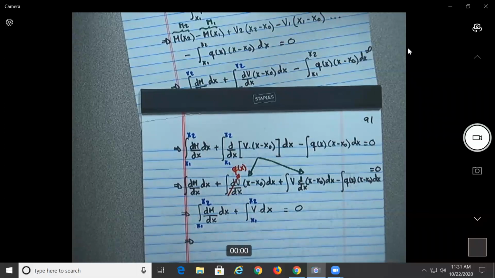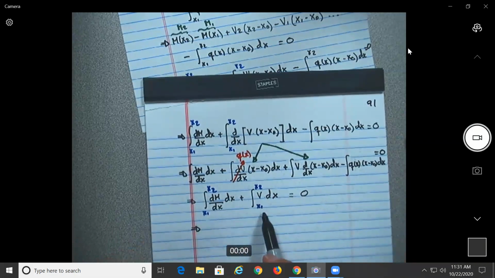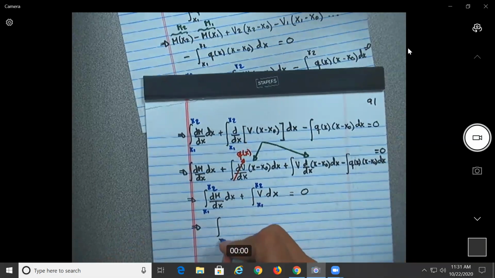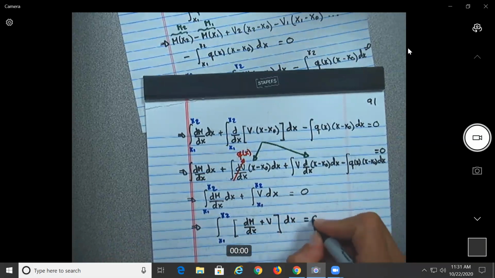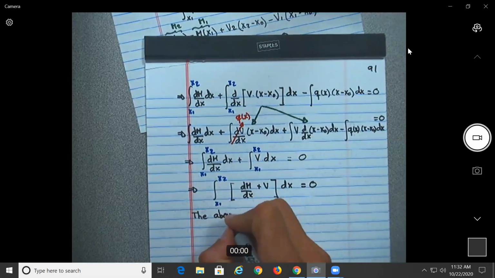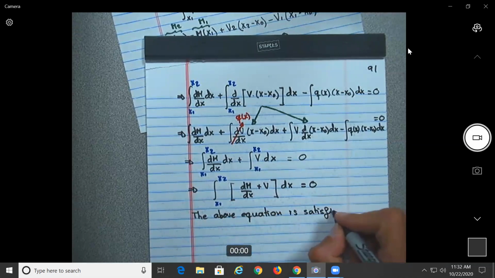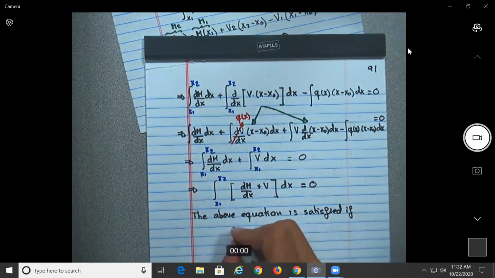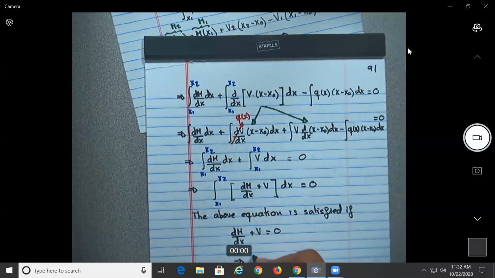So now we can combine. If you remember the derivation, what was it? We derived the equation. We went from a surface integral to a volume, and then you need to put the same type of integrals, no? So here we have the same type of integrals, so we can combine them between x1 and x2. So we're going to have here dM/dx plus v, dx equal to 0. Okay, so we can say that the above equation is satisfied if dM/dx plus v equals 0, or which is the same thing, v equals minus dM/dx.